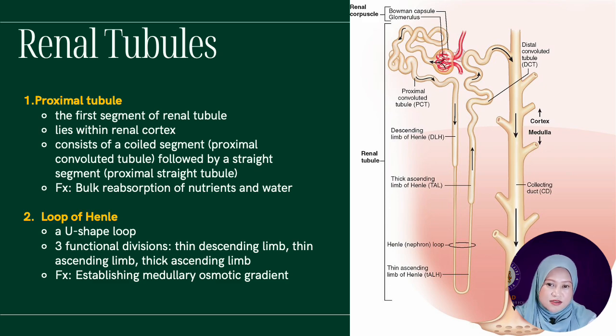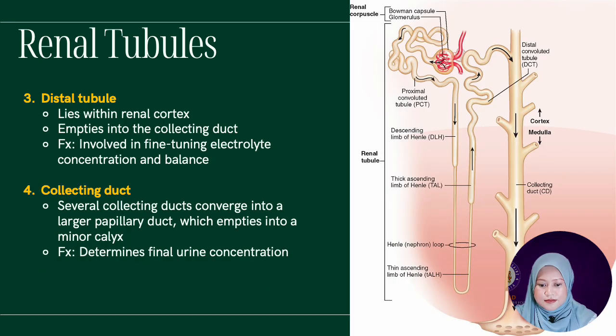So because of this difference, the loop of Henle plays a key role in establishing the osmotic gradient in the medulla. The medullary gradient is essential for the kidney's ability to concentrate urine. Without it, the kidney would not be able to conserve water effectively during dehydration. So in simple terms, the proximal tubule reclaims most of what was filtered, and then the loop of Henle sets up the condition needed for urine concentration.